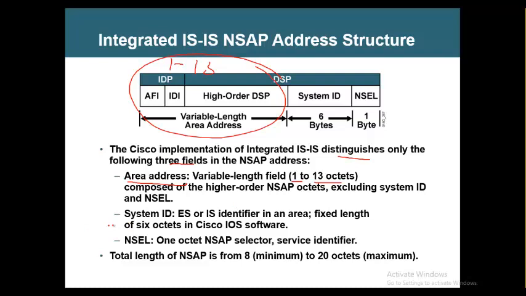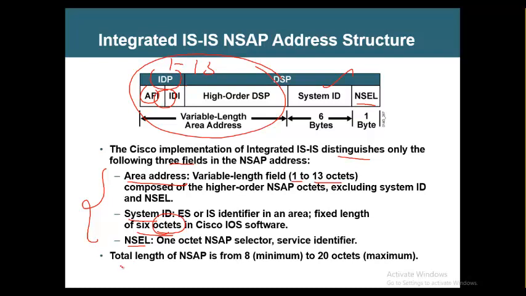And then system ID, which is 6 bytes. Bytes are octets, both are the same. And then N selector, only 1 byte. This is the actual classification. So this AFI, IDI, IDP, you don't need to worry about those things. We don't care about those things.